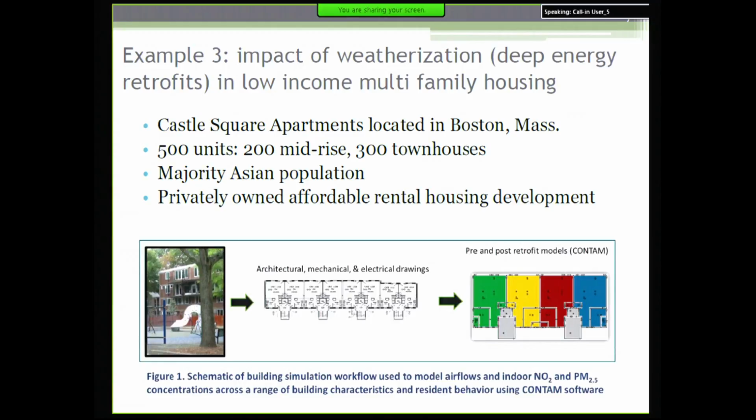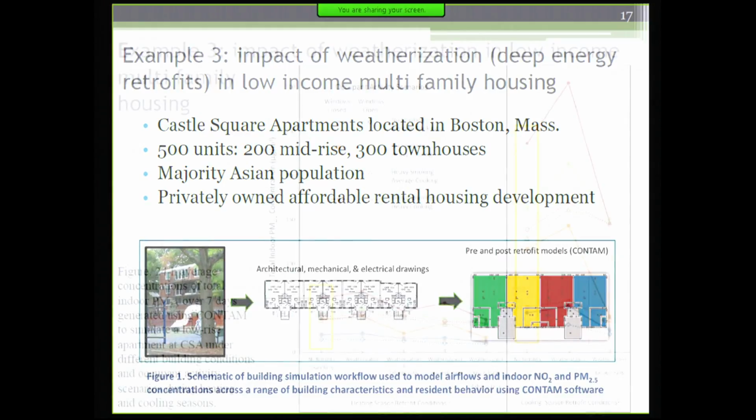The third example was actually at a site in Boston, Castle Square Apartments. We had architectural and mechanical blueprints, et cetera, that we used to build our own template representative of the townhouses there. It's a privately owned, affordable rental housing development. They went through a deep energy retrofit: they put in insulation, changed the windows, appliances, and doors, and did air sealing. We were trying to measure the impact of that on indoor air quality and then on health.